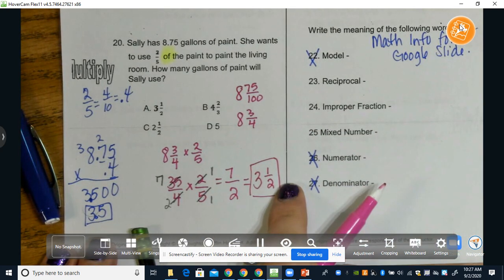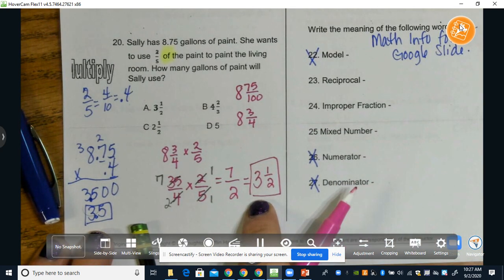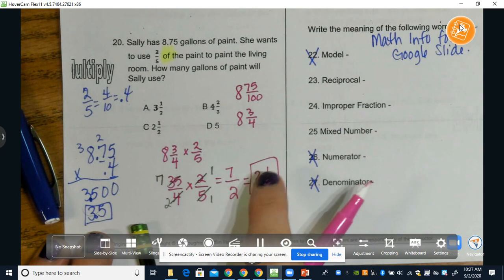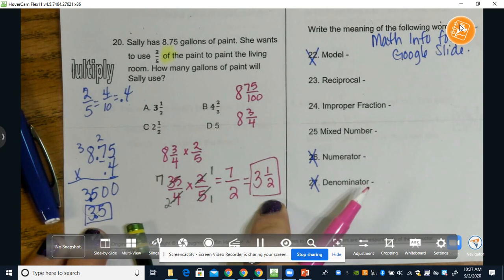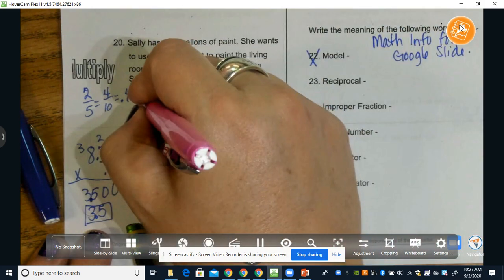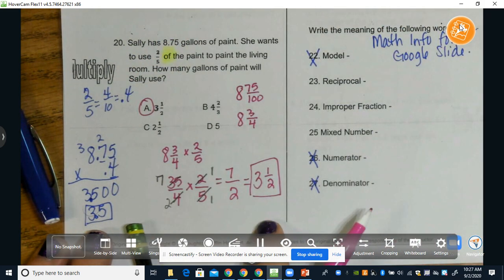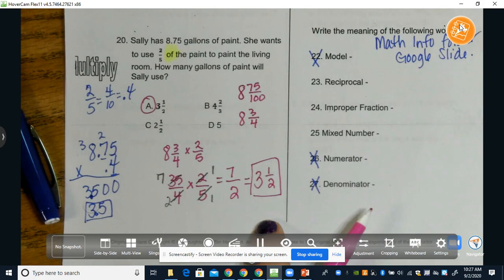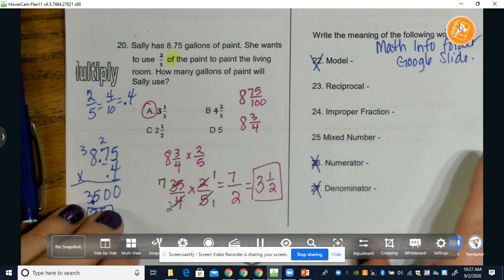Do you see how both answers are the same exact answer? It's just in different format. One's a fraction, one's a decimal, but I still get the same answer, which would be A. Okay, that's number 20.